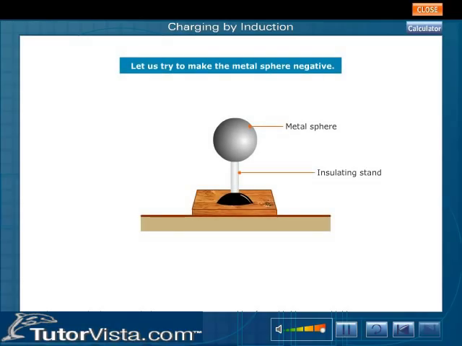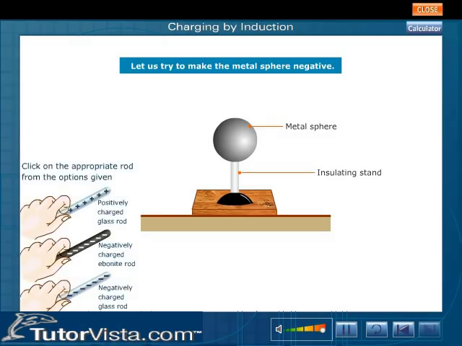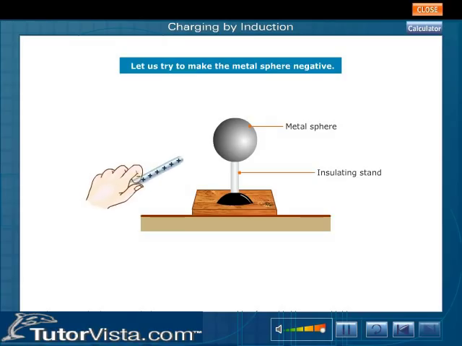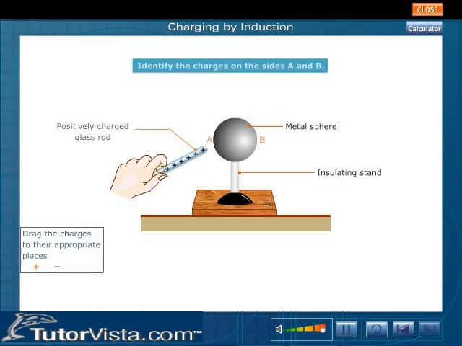Let us try to make the metal sphere negative by bringing a positively charged rod near it. Identify the charges on the sides A and B.